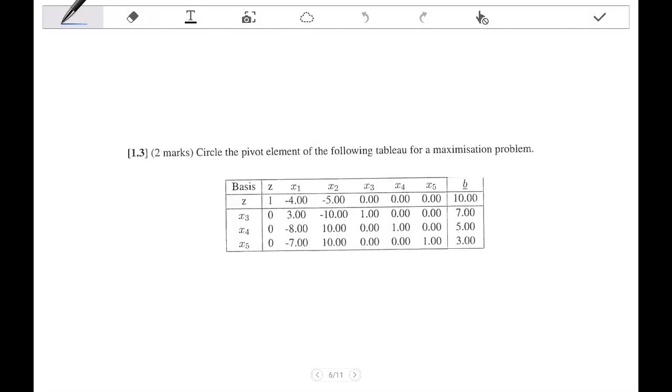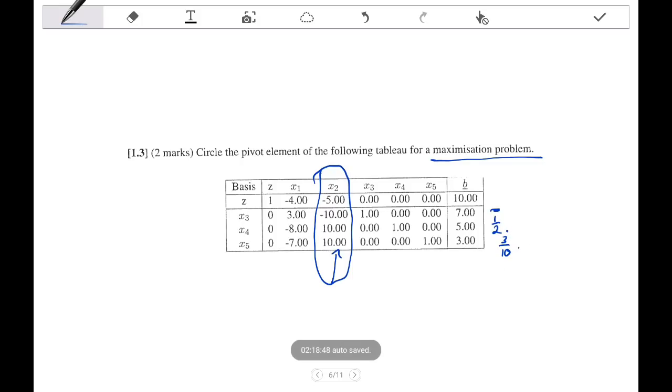Then let's move on to the next question. The next question again says, circle the pivot element of the following table for a maximization problem. Still maximization, so we're looking for the highest negative. The highest negative here is this. Then mark that pivot column. Then do the ratio. This one is 7 divided by minus 10, which is negative. Then this is 5 divided by 10, which is 1 over 2. Then this is 3 divided by 10, which is 3 over 10. So here you look for the smallest number, and the smallest is this one, 3 over 10.